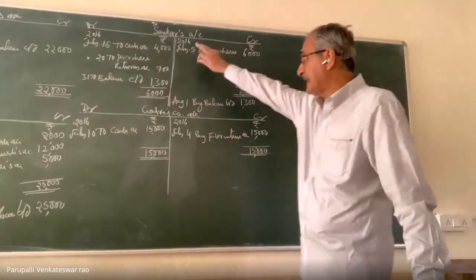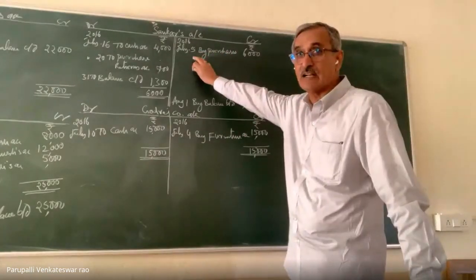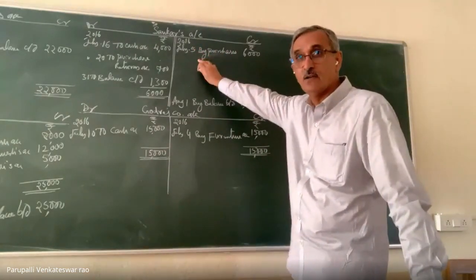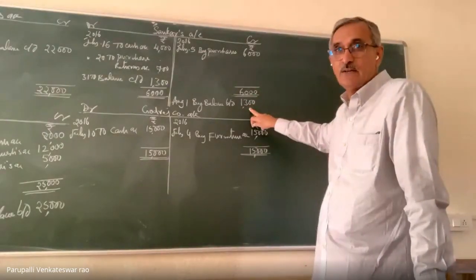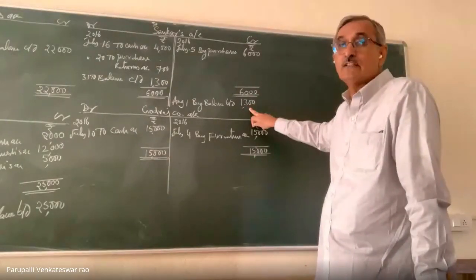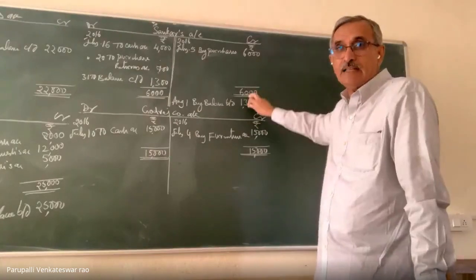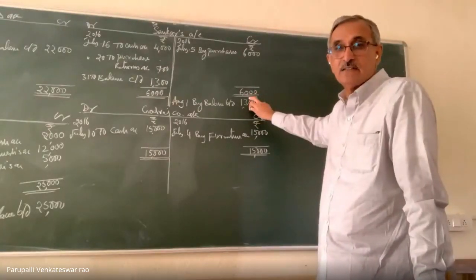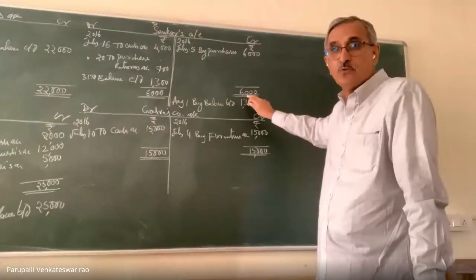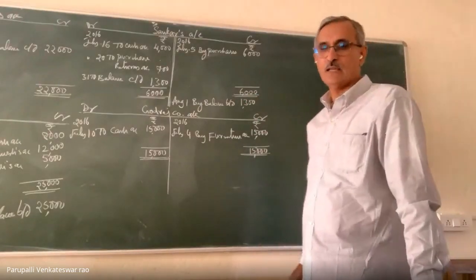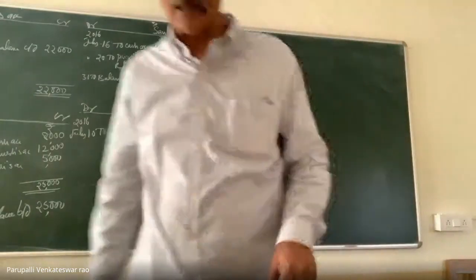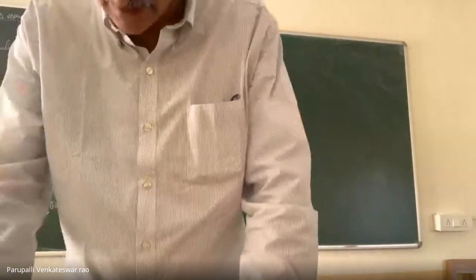When it comes to Shankar's account, look here. Shankar is also a personal account, but it is showing a credit balance of 1300. What does it mean? Shankar is a creditor to the business, the person to whom we have to pay. That's it. Example. Okay. Next one, I will take a personal account showing a debit balance. I will draw one showing debit.